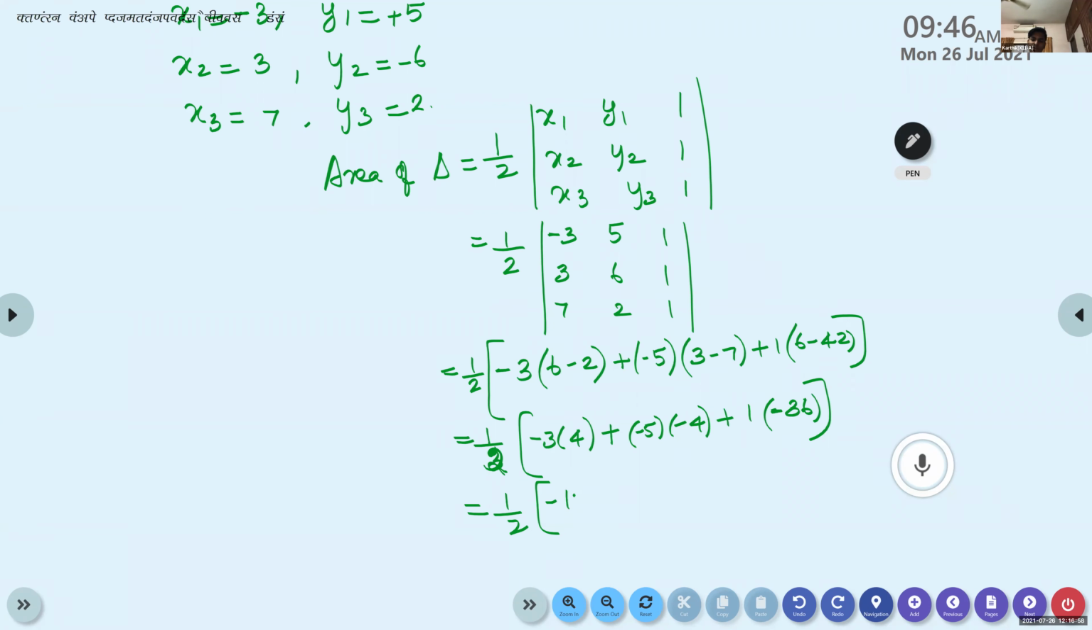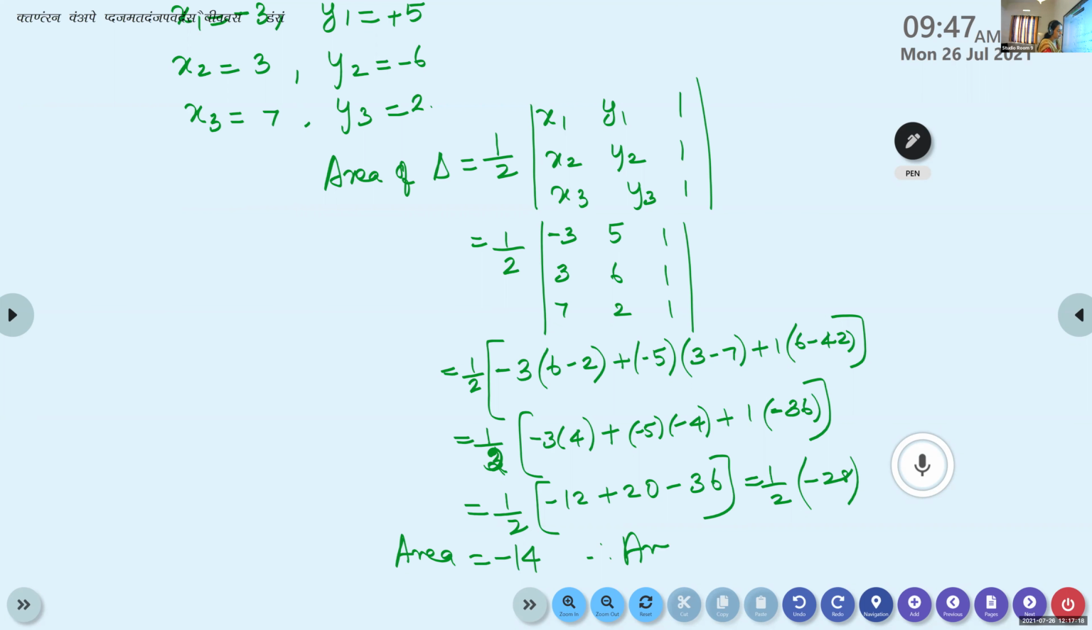Ma'am, minus 12 plus 20 minus 36. Okay. So that is half of negative 28, so the area you will get is negative 14. But negative 14 area is not allowed. So we will write the absolute value. We take the positive value and write this as 14 square units. Area of the triangle is 14 square units. Okay.